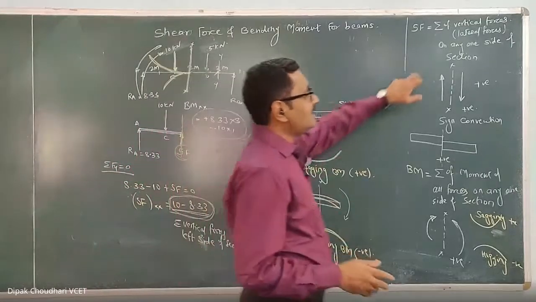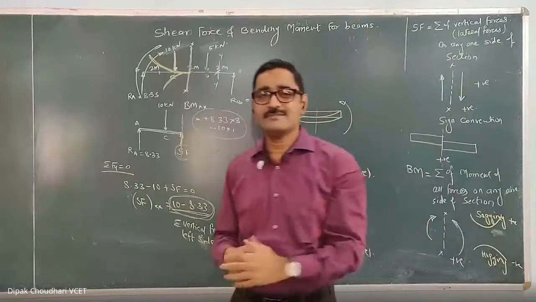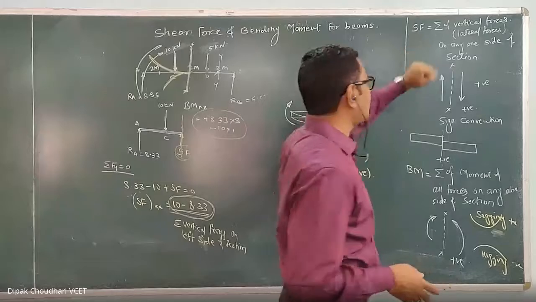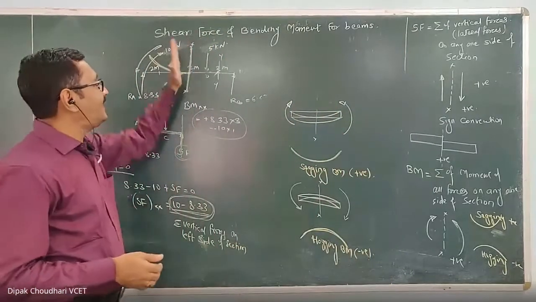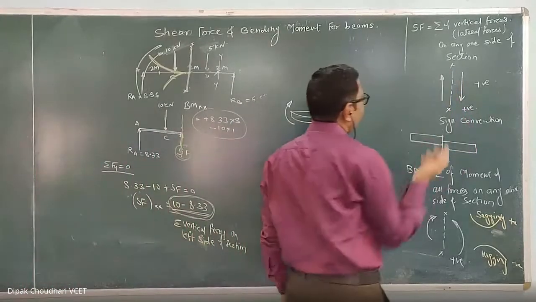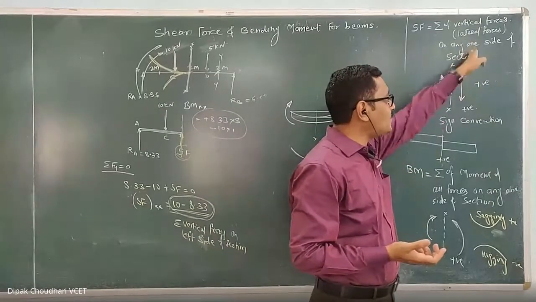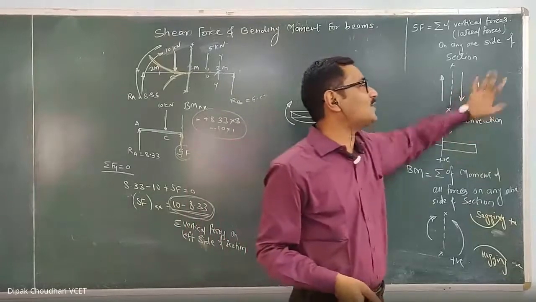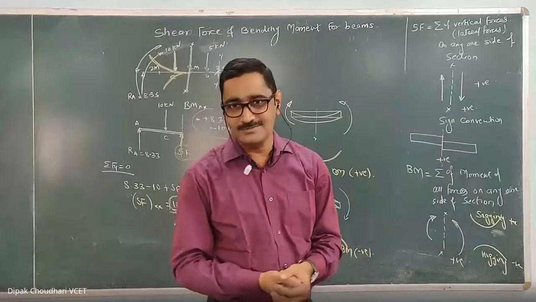Now, since we are taking the algebraic summation of the forces, you have to consider some sign convention. And what is the sign convention for the shear force? At the particular section where we have to calculate the shear force, on the left hand side, if the force is upward, you have to consider it as positive. On the right hand side, if the force is downward, you have to consider it as positive. So this is the sign convention for positive shear force. If it is opposite to this, then it is negative.